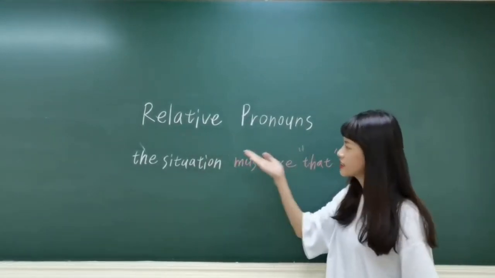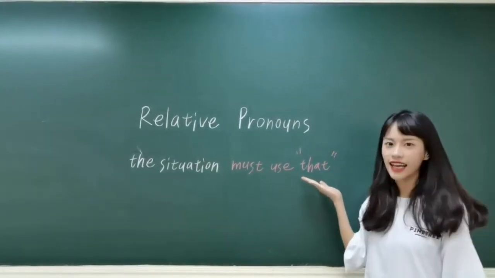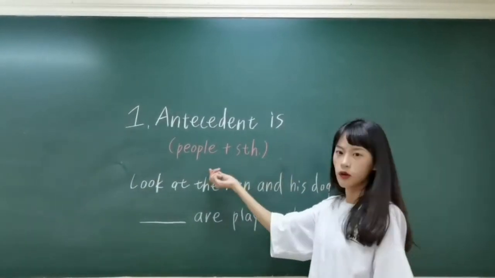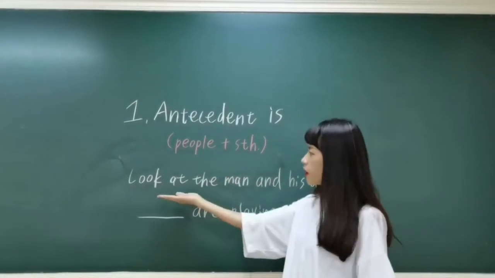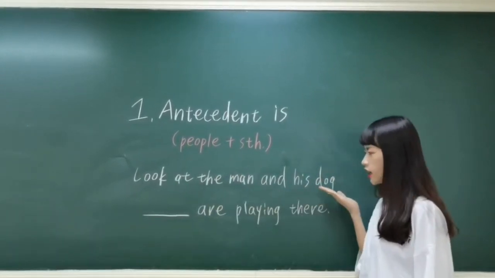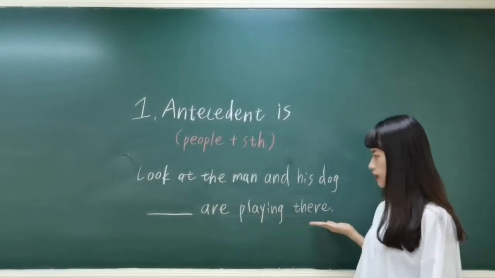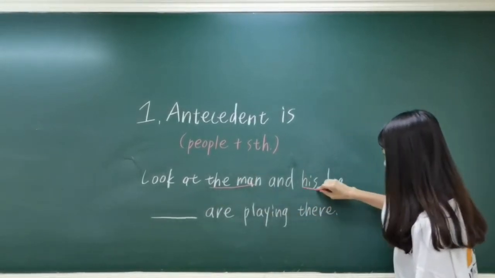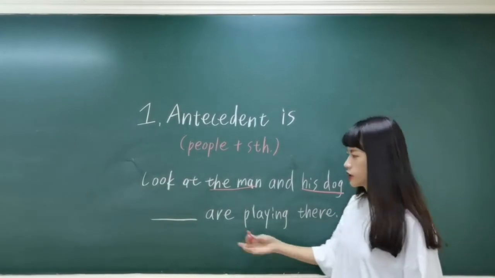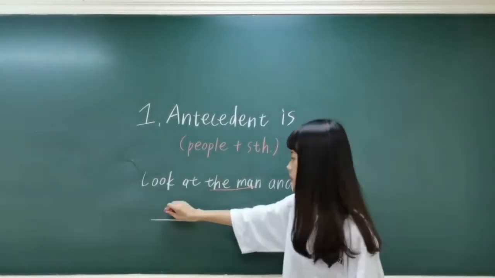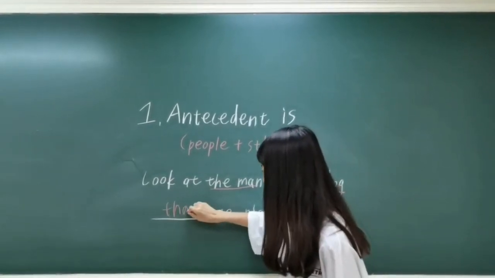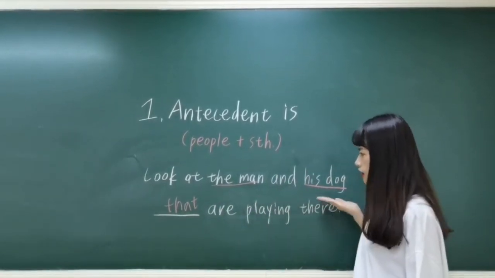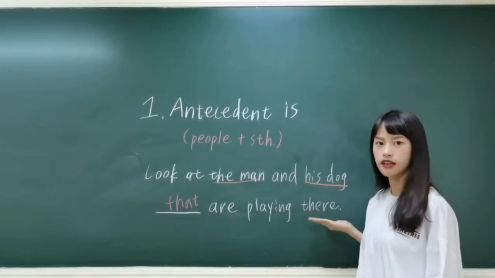Relative pronouns, the situations where we must use that. First, the antecedent is people plus something. For example, look at the man and his dog are playing there. The man is people and his dog is something. So the relative pronoun must use that. So, look at the man and his dog that are playing there.